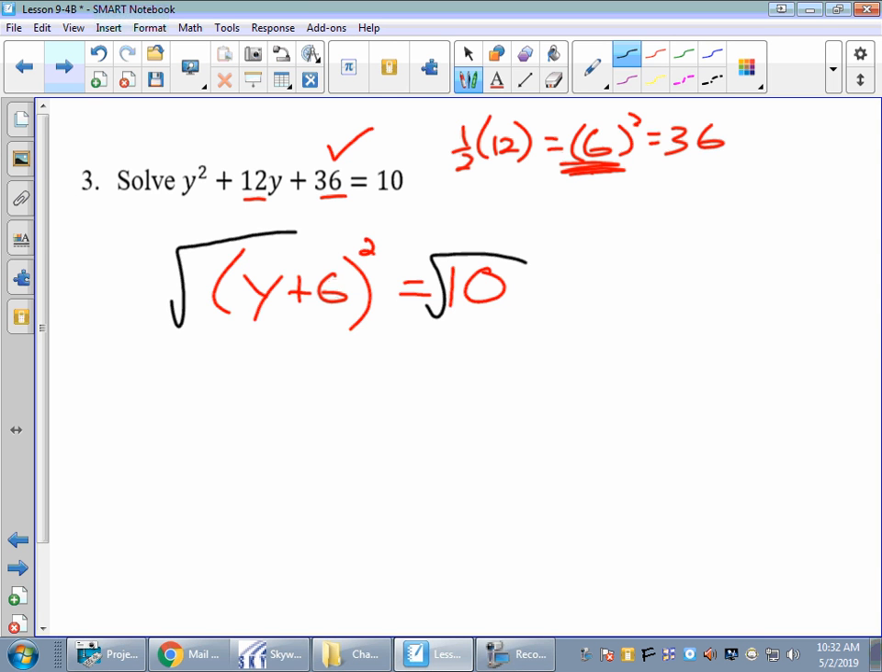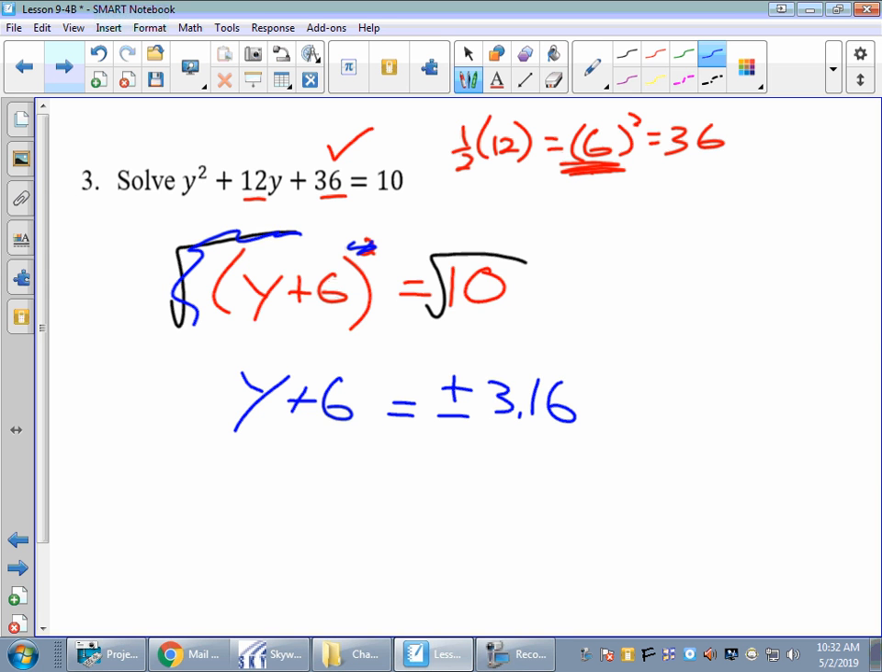So that's going to undo the square over here. y + 6 equals the square root of 10. Well, you have to punch that in. It's not going to be nice this time. We know we're still going to have a positive and negative answer. In this case, when you punch it in your calculator, you're going to get like 3.16.